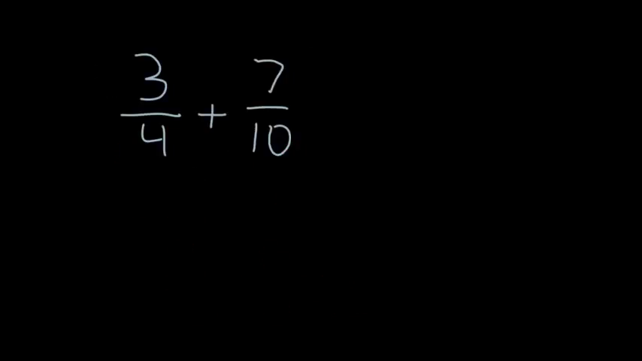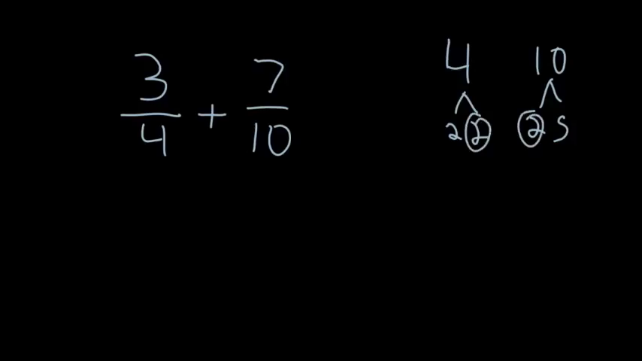Alright, next I got 3/4 plus 7/10. So my common denominator between them would be 20. And I can prove that real quick. If I factor 4 and 10, 4 would be 2 times 2, 10 would be 2 times 5. So they have a 2 in common. So it would be 2 times 2, which is 4, times 5 is 20.